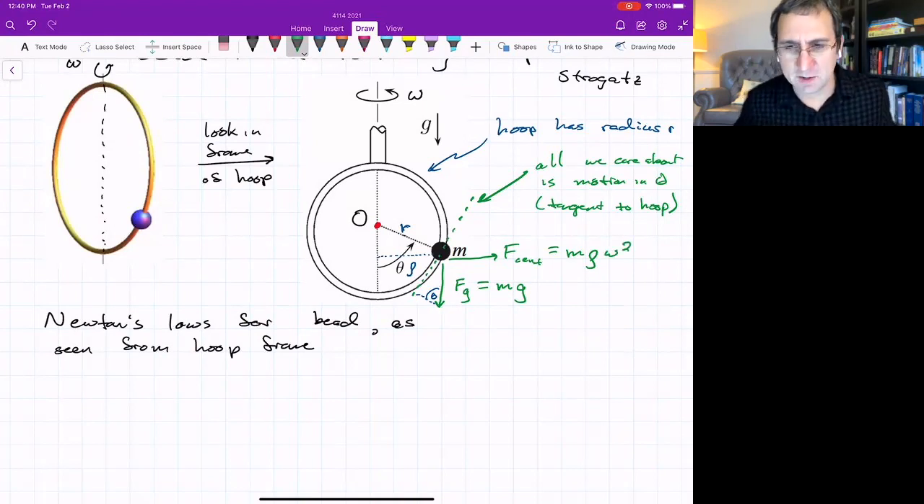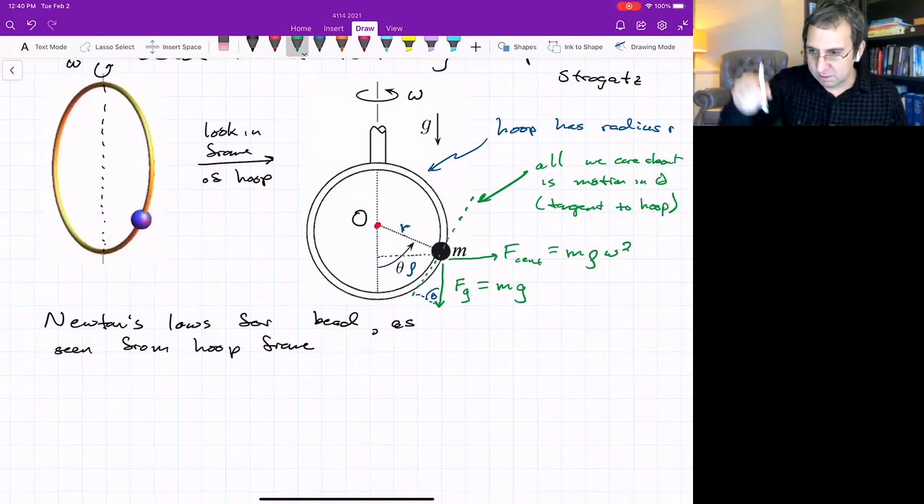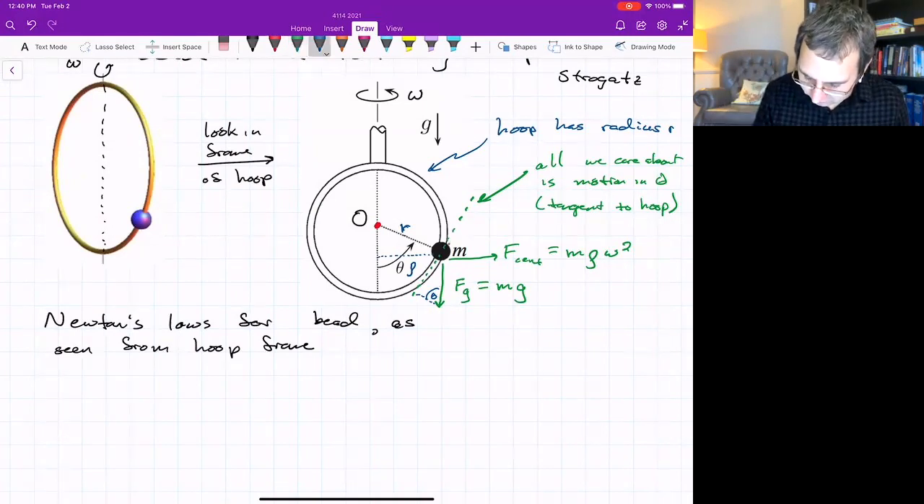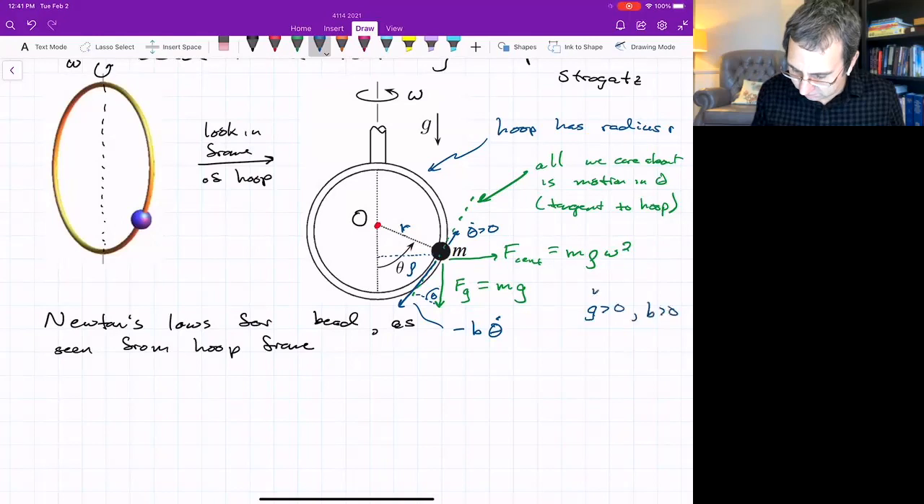We'll also assume there's some kind of friction. It's actually pretty hard to model friction. We're going to assume friction resists the motion of the bead along the hoop, so we'll make it proportional to theta dot, but opposite to theta dot. If the bead is actually going this way, say theta dot is greater than 0, then this force will be negative b theta dot. So it's just like a viscous drag. It's a tangential damping force. Taking g greater than 0 and b greater than 0, m greater than 0, omega greater than 0. All these things are greater than 0. r, of course, the radius of the hoop, greater than 0.